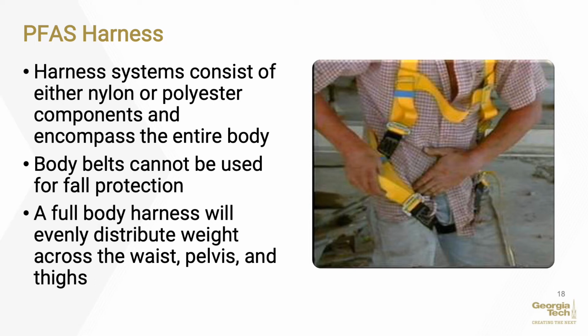Body harnesses are designed to minimize stress forces on an employee's body in the event of a fall while providing sufficient freedom of movement to allow work to be performed. Harness systems consist of either nylon or polyester components and encompass the entire body. Body belts or safety belts are prohibited for use as part of a personal fall arrest system. A full body harness will evenly distribute weight across the waist, pelvis, and thighs.